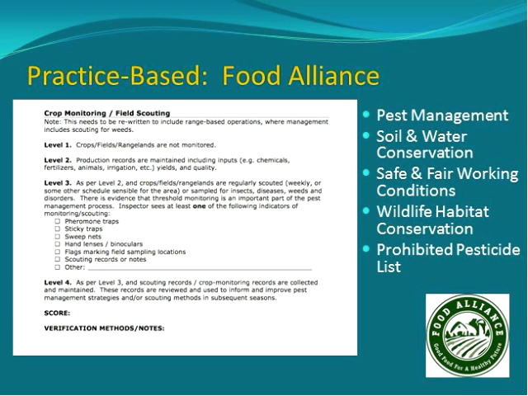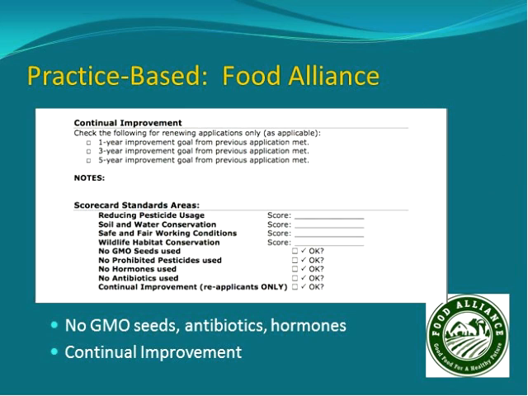So for example, this one relates to crop monitoring and field scouting. Level 1 is that crop fields and rangelands are not monitored. Well, you don't get any points for that. But as you go up in levels of the questions, you get more points. And again, on the right side, they focus on a lot of the areas that Healthy Grown does, and they also have a prohibited pesticide list. But what's different about this is mostly the structure, where it's clear-cut tiers of increasing complexity for sustainability.